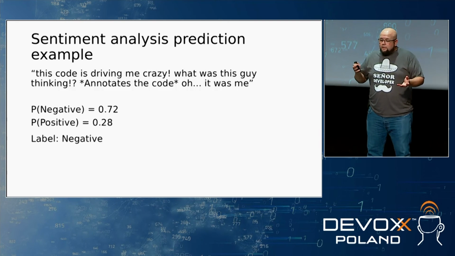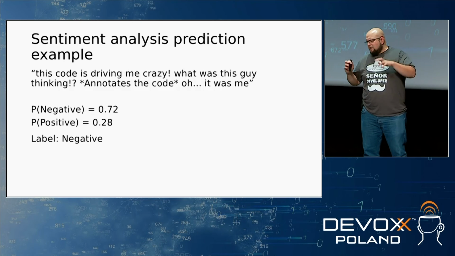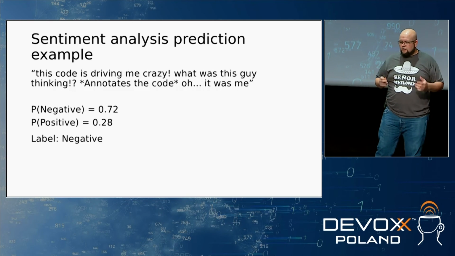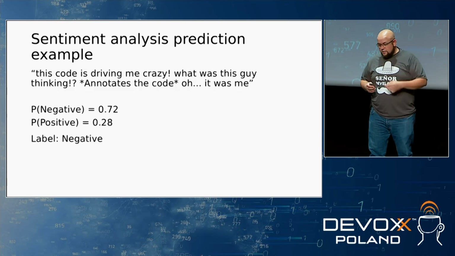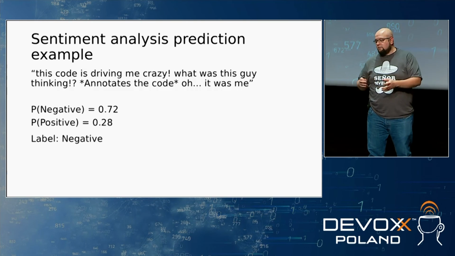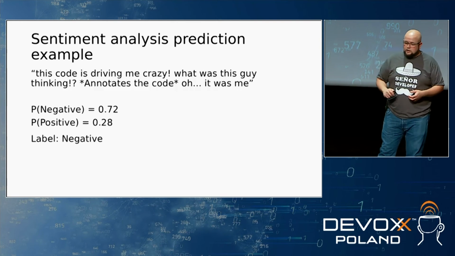So an example here is: "This code is driving me crazy. What is this guy thinking? Annotates the code, oh, it was me." So the idea here is that it is more negative than positive, so we will take it as a negative sentiment.